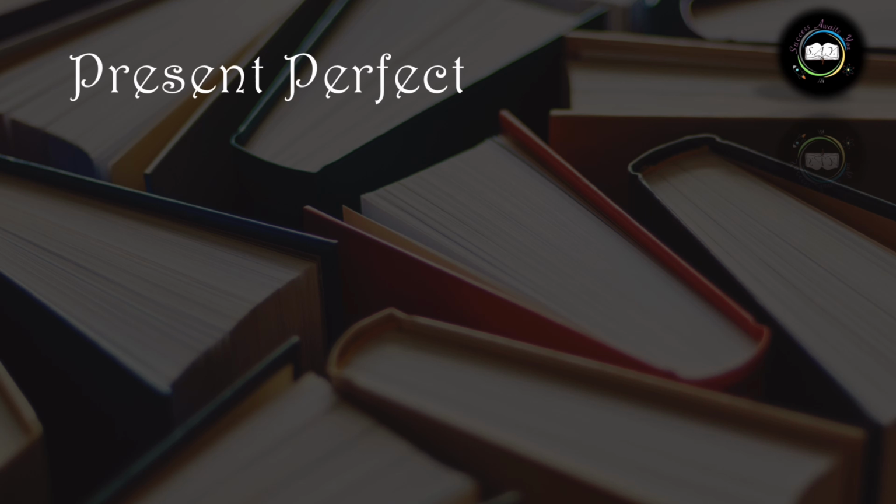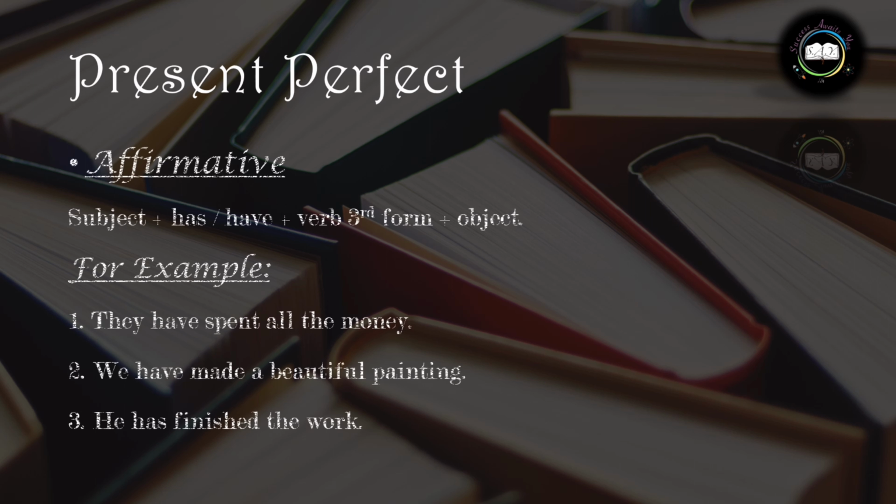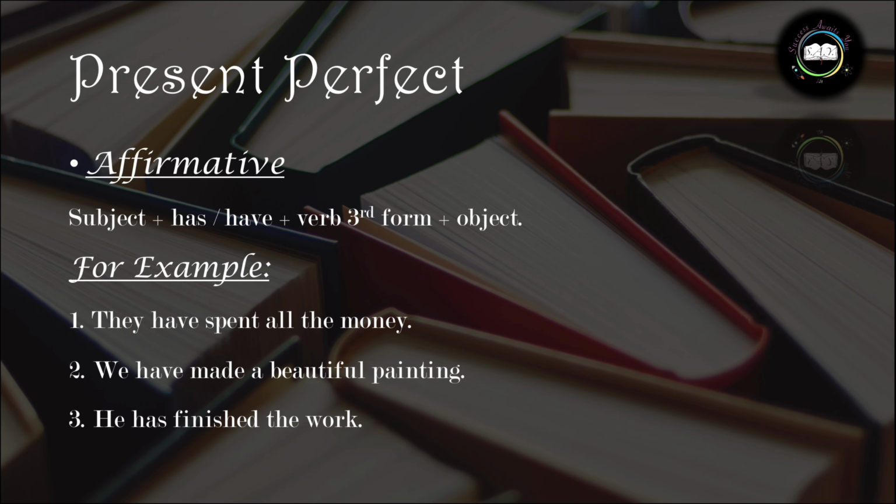First comes the present perfect tense. In present perfect tense, the helping verb are has or have. The structure for the affirmative sentence is subject plus helping verb plus verb third form plus object. We use has with singular person and have with plural person. The examples can be, they have spent all the money. We have made a beautiful painting. He has finished the work, etc.